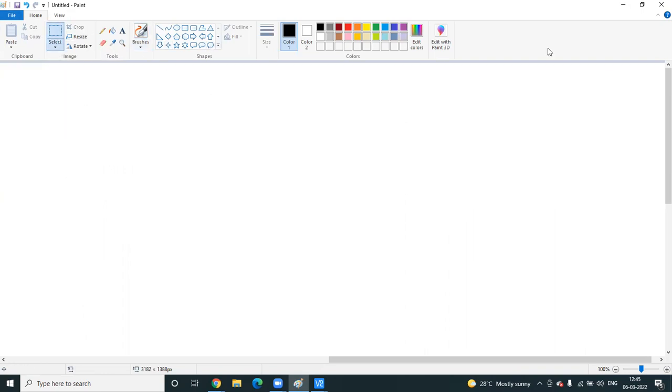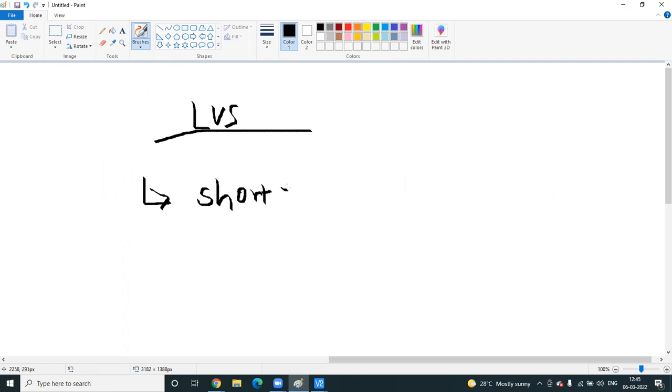Okay, so in interviews they also ask about LVS error flow, meaning which error you have to clean first. So first clean short errors. This is a very important point.